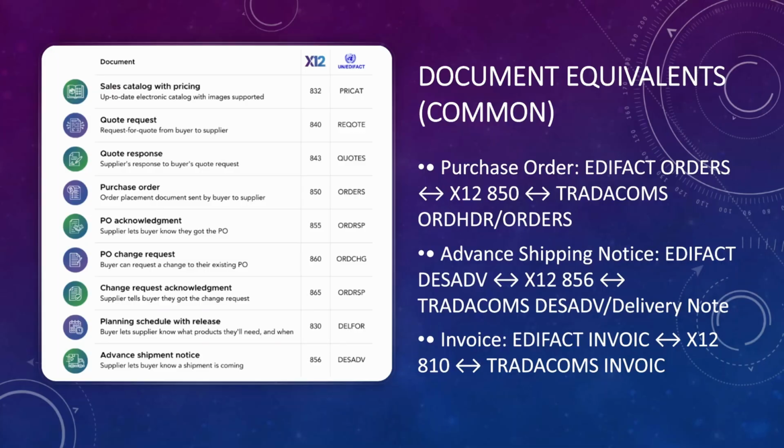For example, a purchase order is called ORDERS in EDIFACT, 850 in X12, and ORDHDR in TRADACOMS. An advance ship notice is called DESADV in EDIFACT, 856 in X12, or a delivery message in TRADACOMS. And an invoice is INVOIC in EDIFACT, 810 in X12, and INVFIL in TRADACOMS. Understanding this equivalence is critical when working across multiple standards.